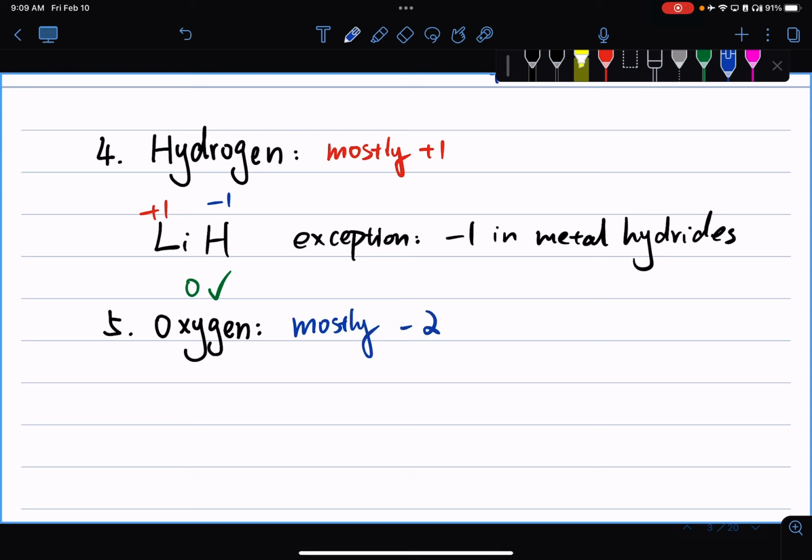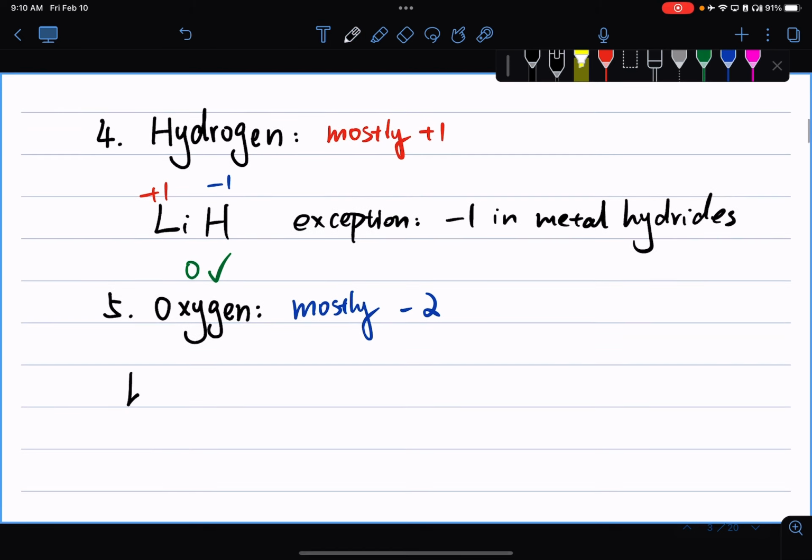Where that -2 comes from is that oxygen can take 2 electrons to reach the noble gas configuration of neon. So that's where that -2 comes from. For example, if we're talking about water, which is a very common molecule, oxygen is -2, hydrogen is +1, but 2 times +1 adds up to 0, and we're happy. So that's a normal case.